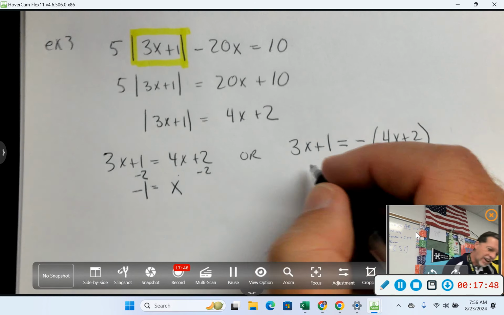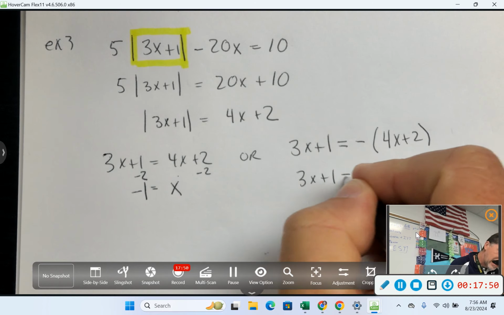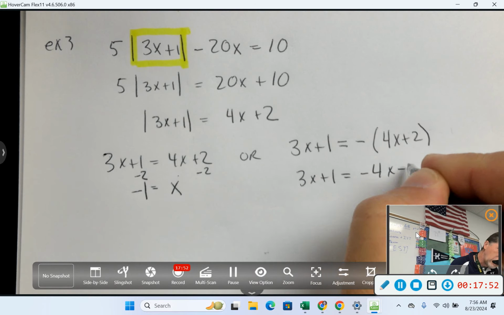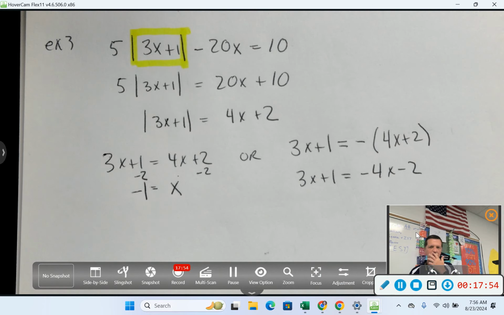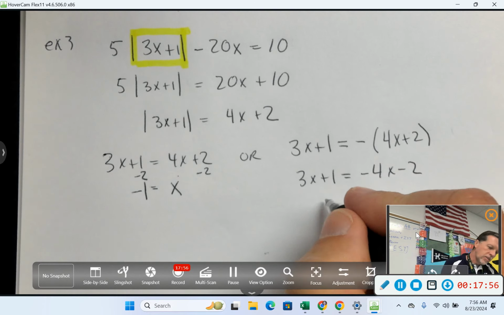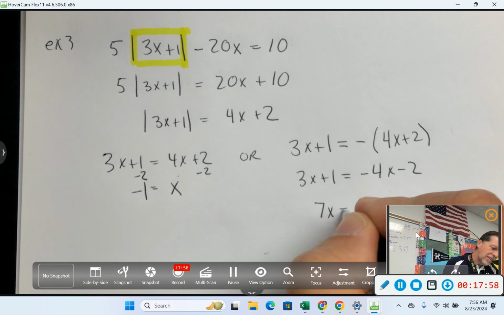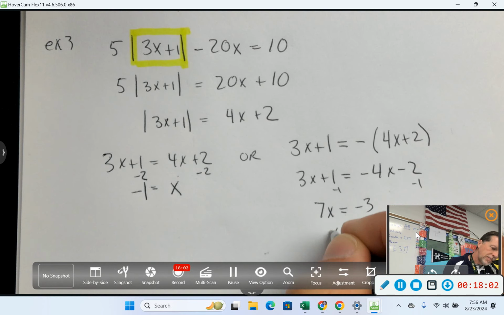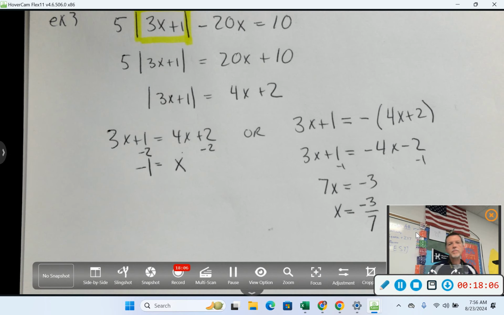On the other side, let's see. Some of you distributed the negative right away, which is fine. I'm going to add 4x to both sides and get 7x. Subtract 1 from both sides, get negative 3. So negative 3/7.